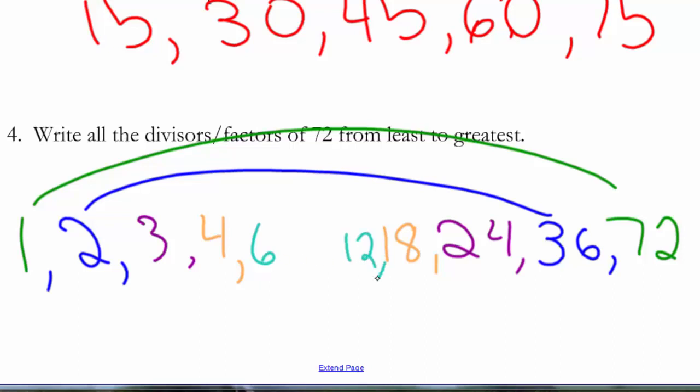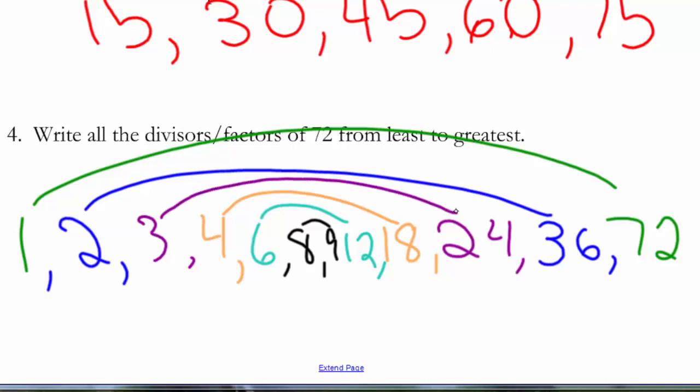7. Will 7 go into 72? No, it won't. But 8 will go into 72. 8 will go into 72 9 times. And that's our factor rainbow. And that is how we work with multiples and factors.